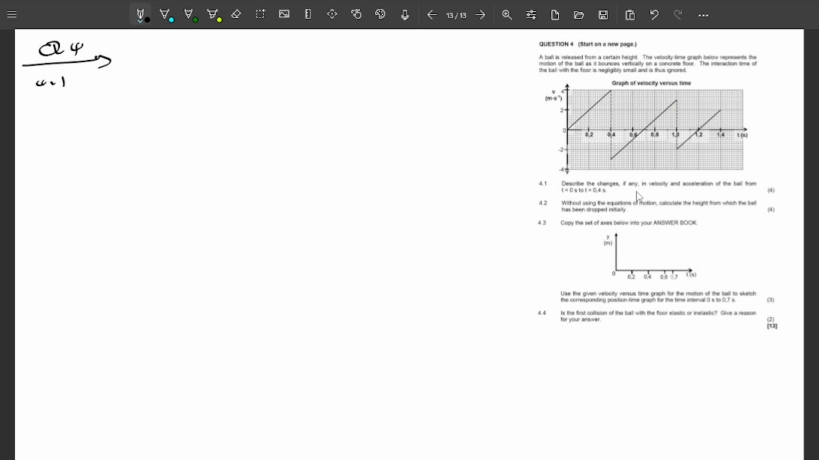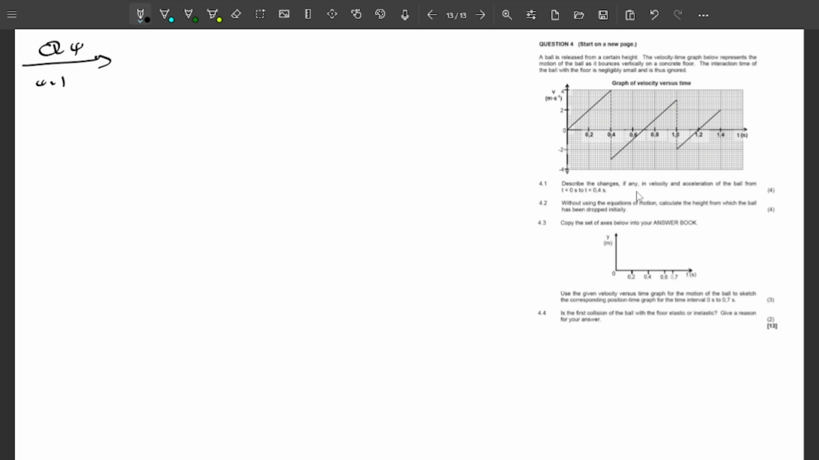Okay, good. Now, 4.1. Describe the changes, if any, in velocity and acceleration of the ball from t 0 to t 0.4. Now, one thing we have to firstly look at is which direction was taken. Is up positive or down negative or what? That is the first thing that we have to assume to identify. Now, this is just assumptions, we're going to prove it, by the way. I can be wrong, you can be wrong, this is just assumptions.